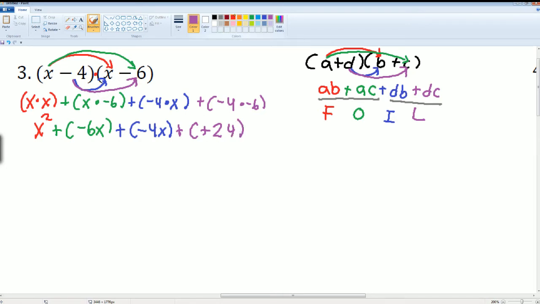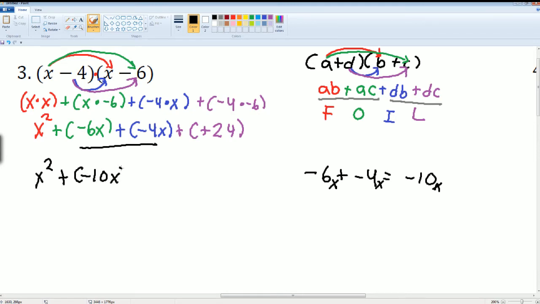Okay. We can combine these two because they're like terms. So you have x squared plus what's negative 6 plus negative 4. It's the same thing as writing this. Okay, this becomes negative 10, but there's an x here, so there's an x here. Plug this in your calculator, you're going to see it's the same thing. Okay, so this becomes a what? Negative 10x plus, this is a positive 24 anyways, so positive 24.